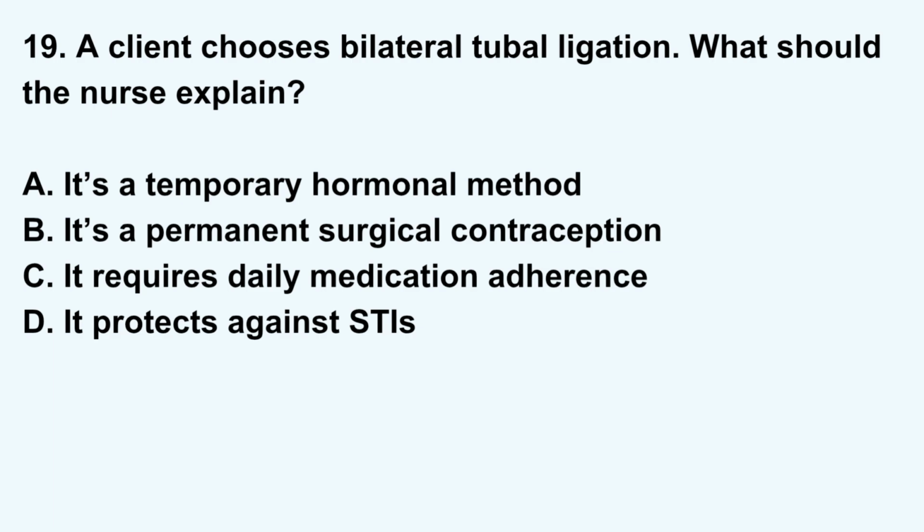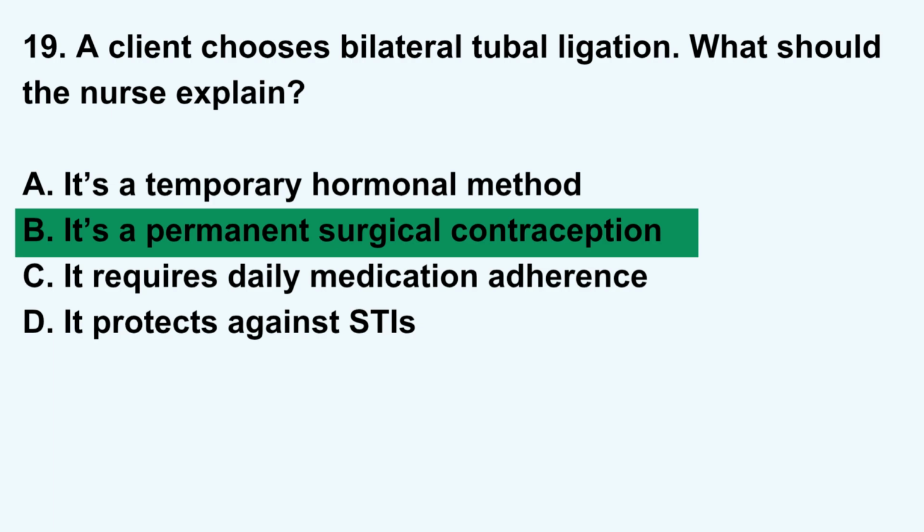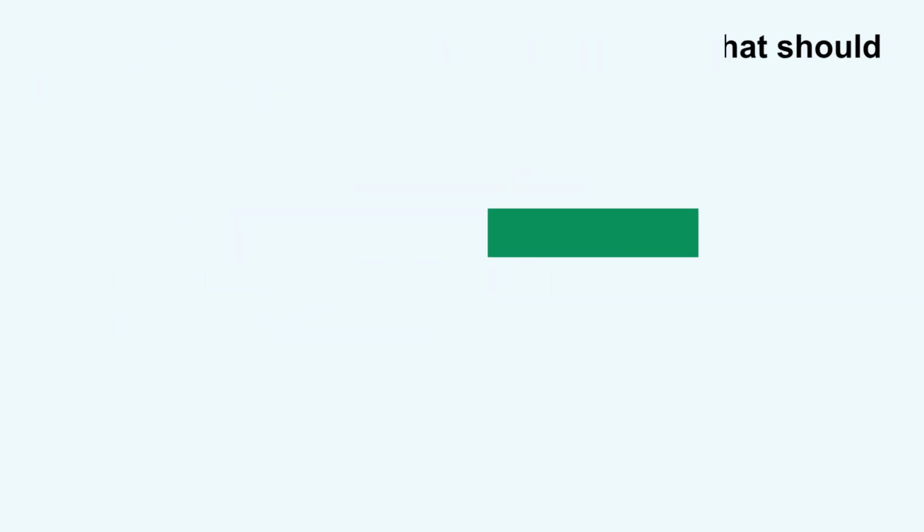A client chooses bilateral tubal ligation. What should the nurse explain? A. It's a temporary hormonal method. B. It's a permanent surgical contraception. C. It requires daily medication adherence. D. It protects against STIs. Correct answer: B. Tubal ligation permanently blocks fallopian tubes, preventing pregnancy.